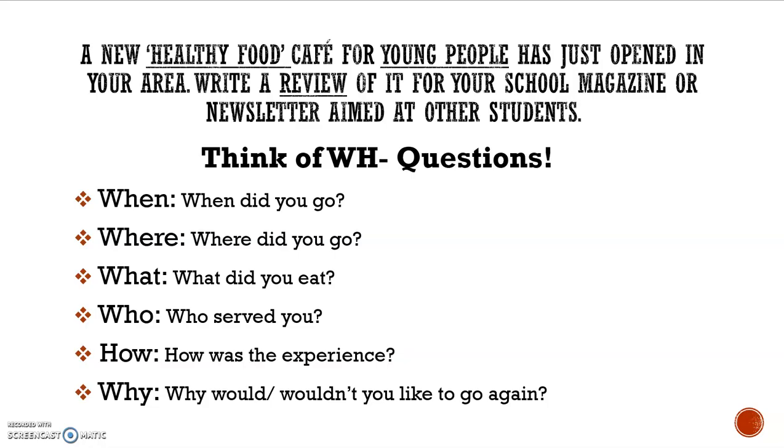And let me read this given prompt here for you. A new healthy food cafe for young people has just opened in your area. Write a review of it for your school magazine or newsletter aimed at other students. Let me use the decoding tip here. That is, T is text type. So here the text type is review and content is healthy food cafe. And the third one, that is audience, is young people. And the purpose of the review is basically to convince your readers.